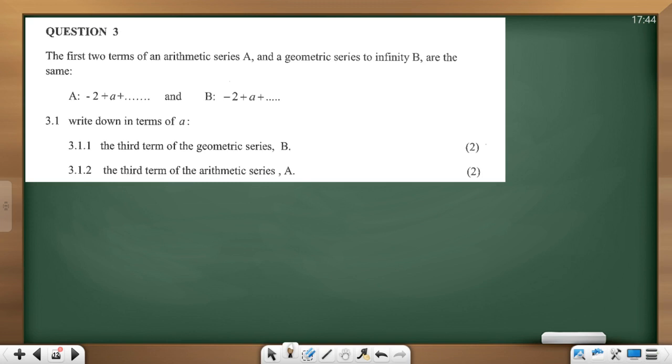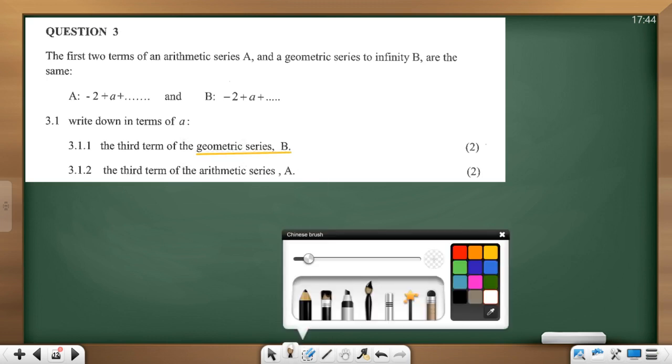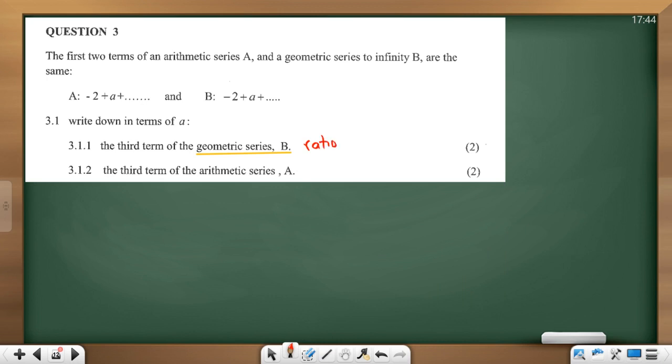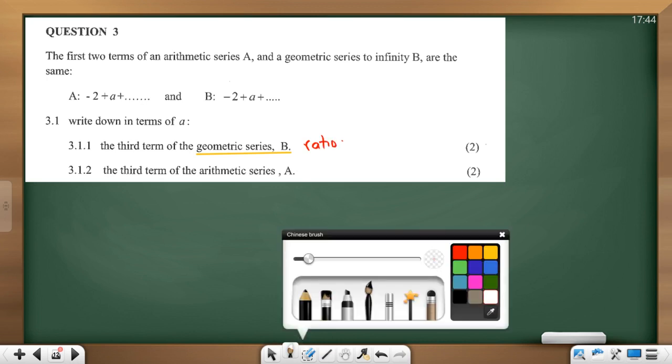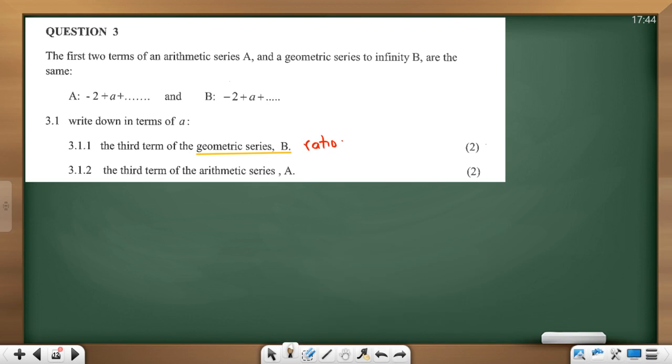The first two terms of an arithmetic series A and a geometric series to infinity B are the same. Write down in terms of A the third term of the geometric. They told us clearly that it is a geometric, so don't forget, we need to get our ratio first. R, 3.1.1, is T2 over T1, which is A over negative 2. Now, what would be the third? T3 is AR squared. I hope you remember.